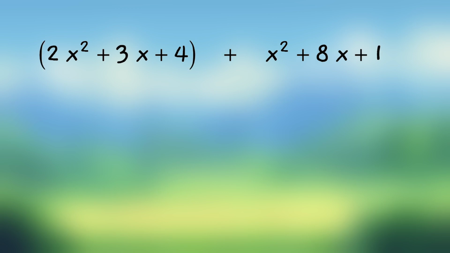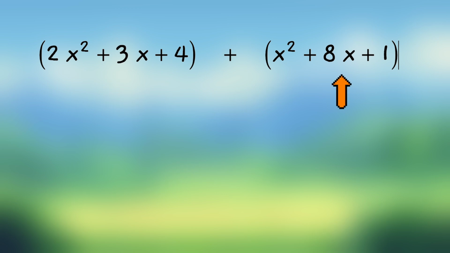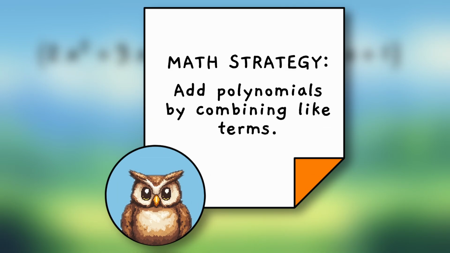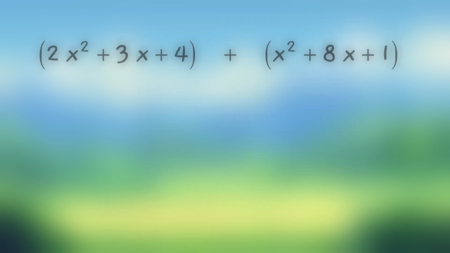I'll put parentheses around the two polynomials so it's clear that this is the first polynomial and this is the second polynomial. The main strategy when adding polynomials is to combine like terms. We'll show you several ways, and you can choose which method you prefer. There are 6 terms, 3 in the first polynomial and 3 in the second. Let's first group the like terms together.